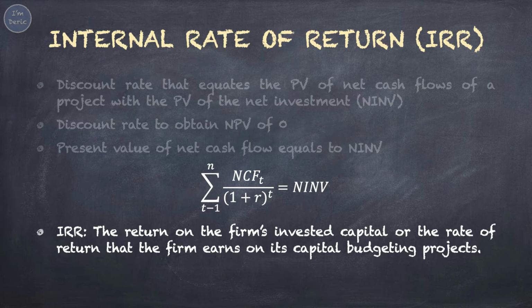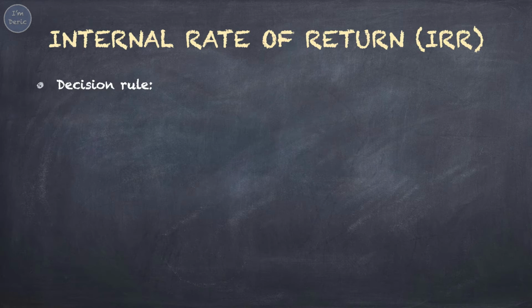This concept bears a resemblance to our yield to maturity (YTM) formula for bonds. In fact, YTM is essentially the IRR of a bond. For the decision rule, if the IRR is greater than or equal to K, we'll accept the project. Here, K represents the cost of capital, specifically the weighted average cost of capital, WACC. If the IRR is smaller than K, then we'll reject the project.